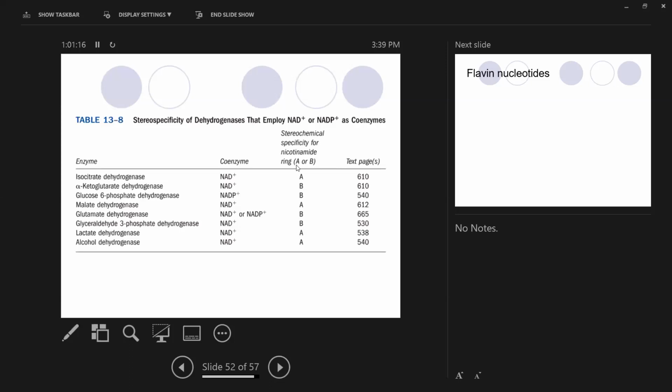And here are some of these, and you can see they have stereospecificity for where they put that reducing hydride. Do they put it on the A side or the B side? These enzymes are specific for it. So there's an absolute stereospecificity when it comes to the reduction of NAD and NADP for where the donating hydride goes. It's really quite remarkable.